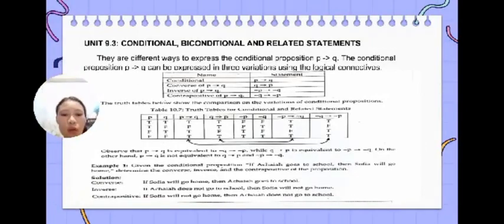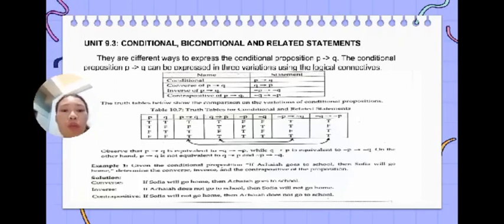So, good day everyone. I'm Twinkle Dumanat, and I will continue chapter 9 about logic. Unit 9.3: conditional, biconditional, and related statements.